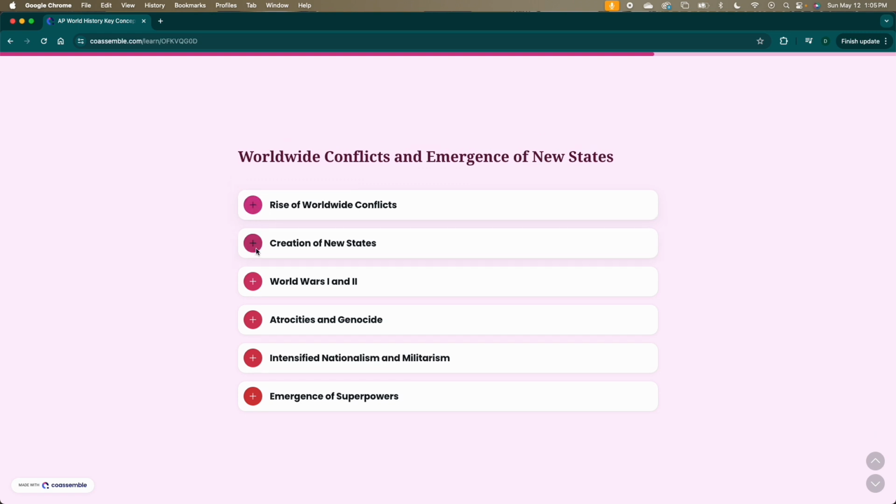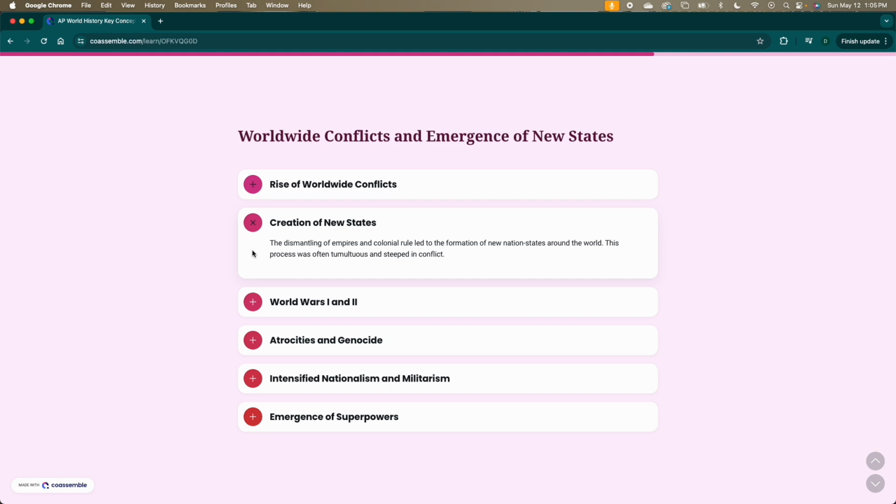What about the creation of new states? The dismantling of empires and colonial rule led to the formation of new nation-states around the world. This process was often tumultuous and steeped in conflict. You can see it's very late on in the course through the breakup of the USSR, but also just in general, decolonization brought many instances of this.